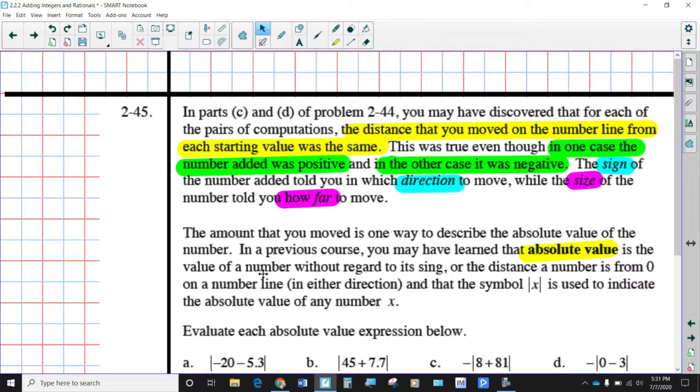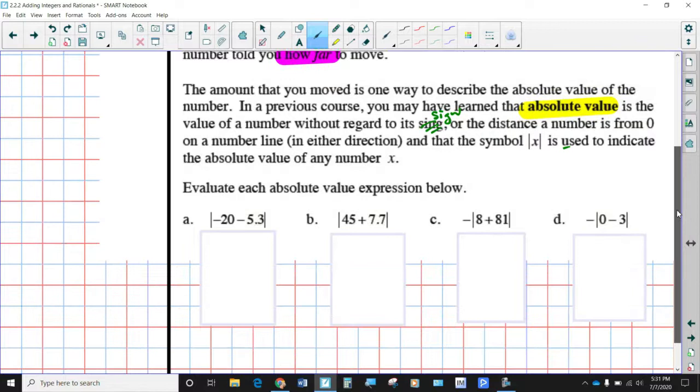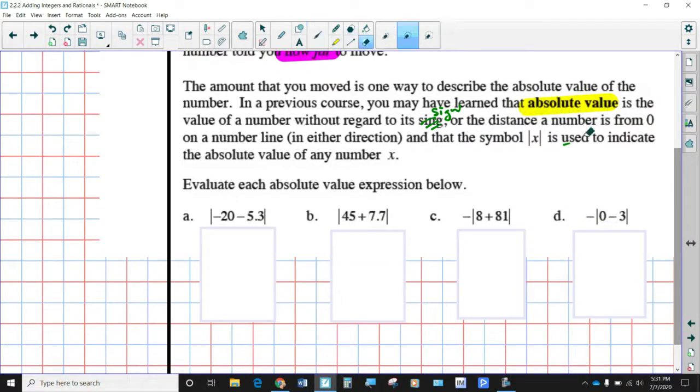Absolute value is the value of a number without regard to its sign. Now it's supposed to be sign there, a misspelling, or the distance it is from zero. That's what we got in our notes at the very first page, okay? So we're talking about absolute value. Doesn't matter which direction it goes, what's the actual number, that's the absolute value. So these are what we call absolute value signs. They're kind of like parentheses, but they're straight up and down, okay? And what you need to do is treat them like they are parentheses. You must simplify what is on the inside first, then take the absolute value of your answer.